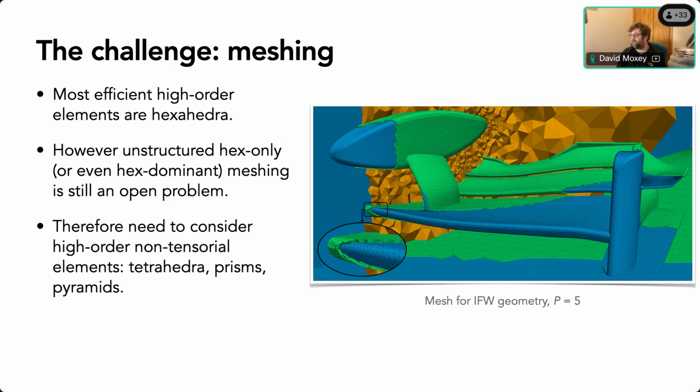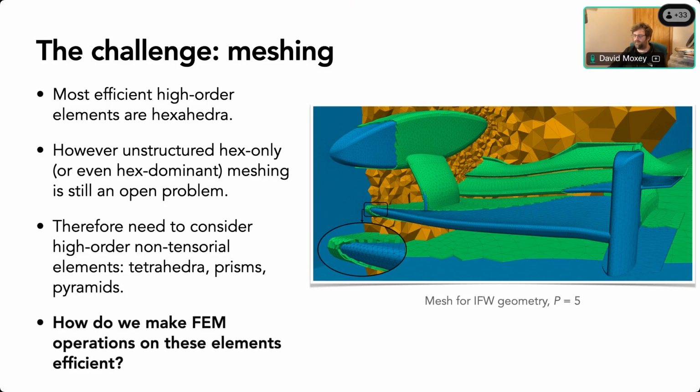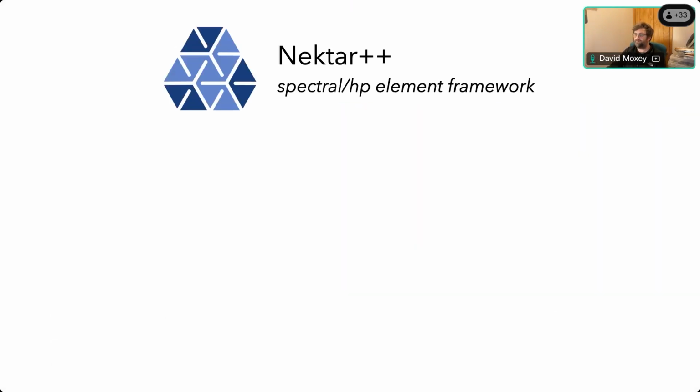And as well, dealing with some of these really irritating areas like the slot gaps between the three different aerofoil sections and so on. Without these kinds of elements, we wouldn't be able to run these simulations at high order for this kind of configuration. So really, the question for me has been how we can make those operations on those elements. Certainly, we're not going to be able to make them as efficient as hexahedra, but can we maximize the efficiency as best we can?